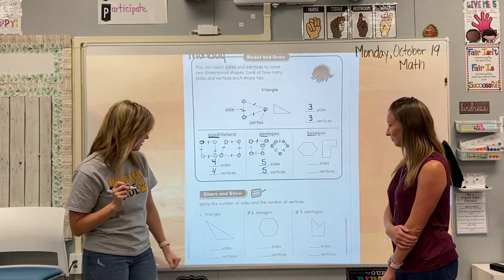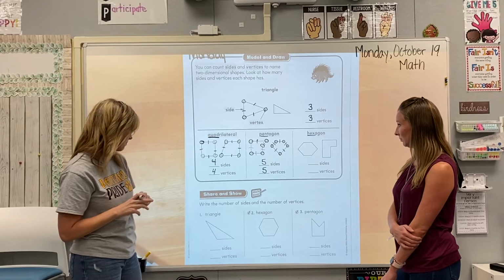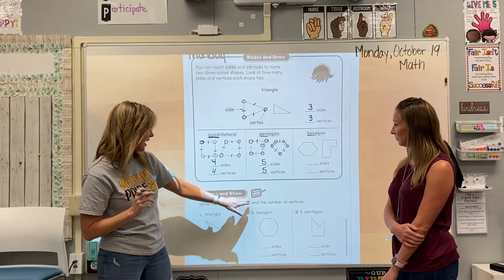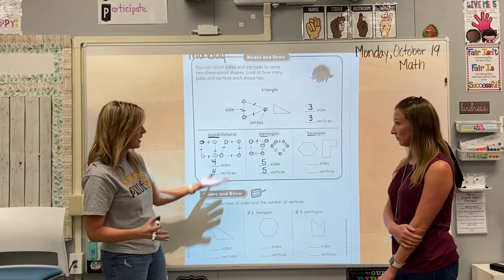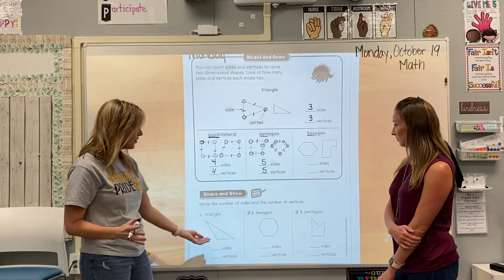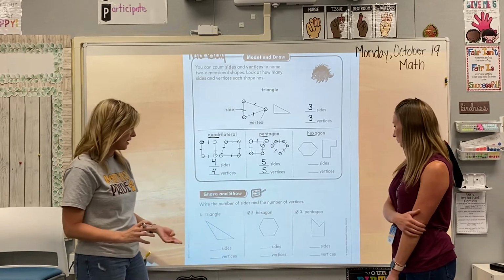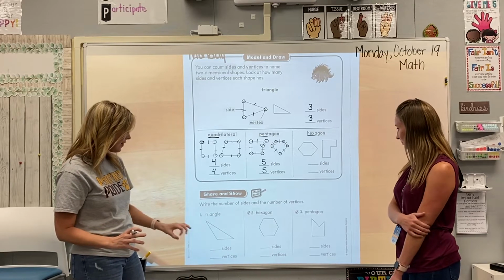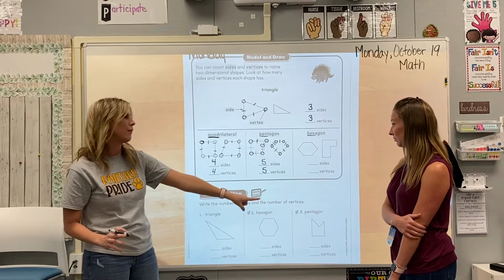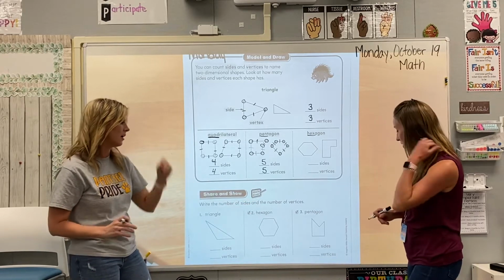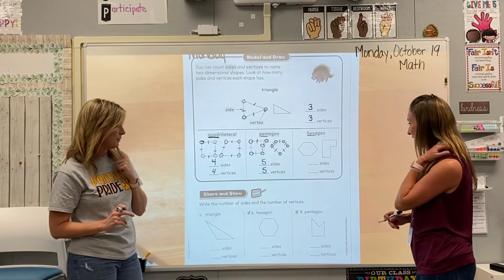Let's take a look down here and see what the share and show means. It says, write the number of sides and the number of vertices. So we're doing the exact same thing we did up here, but they're only giving us one shape for each of them. So I think the kids can do these. I'm going to ask if maybe you can help us with that one, Miss Marquardt, the Pentagon. Okay, well, it's a tricky shape. It is a tricky shape.